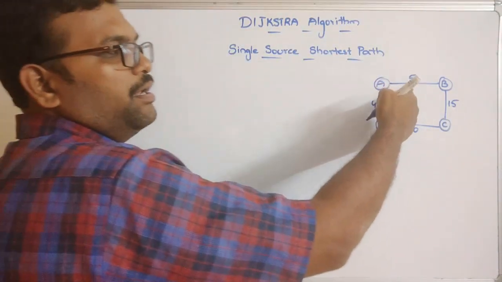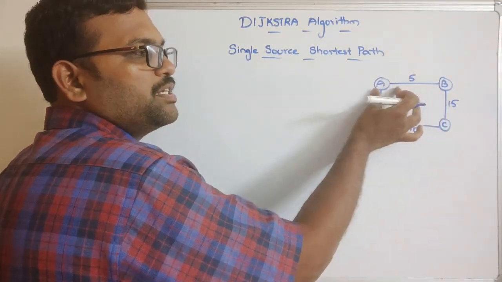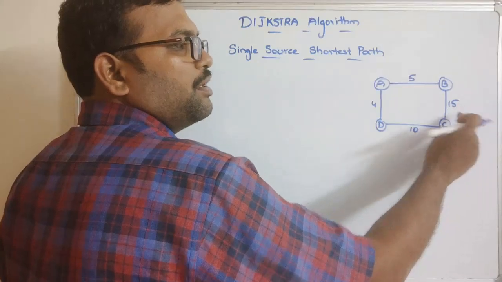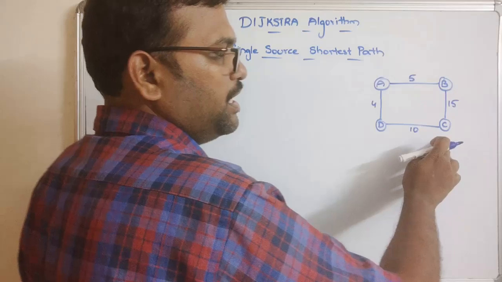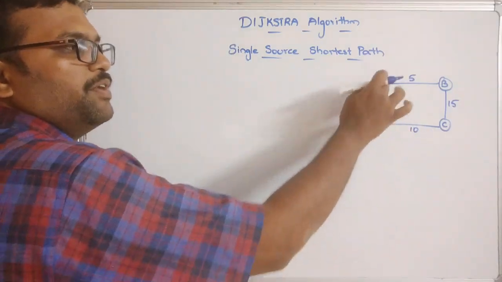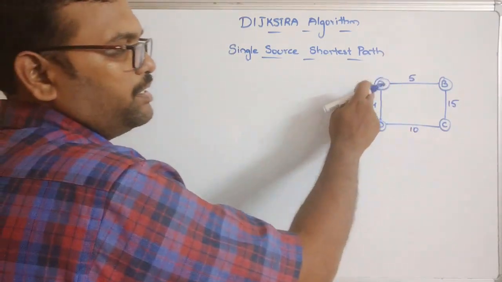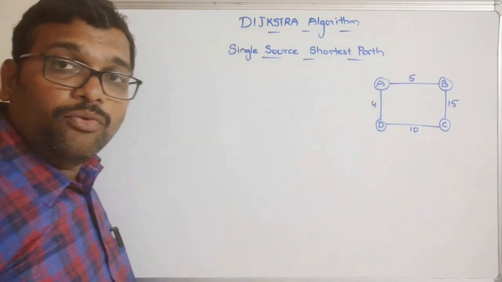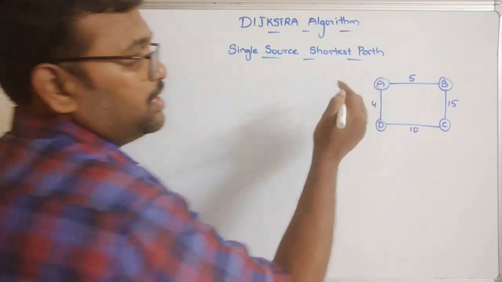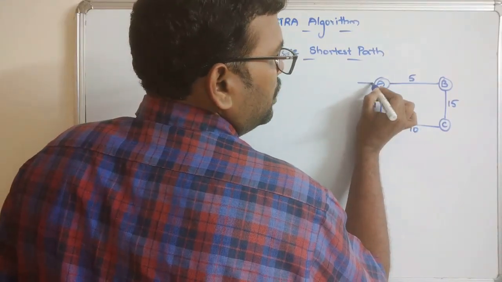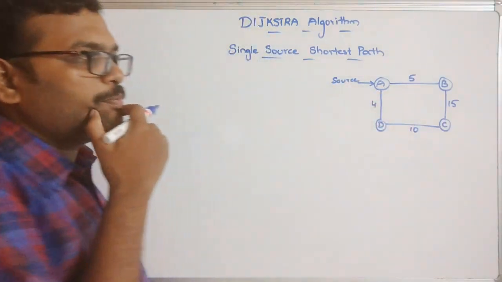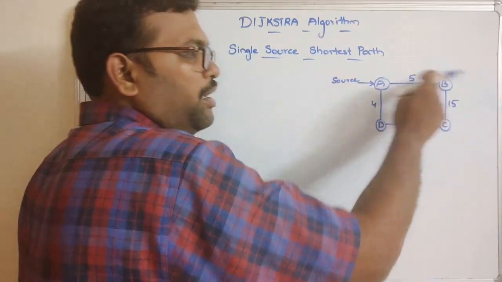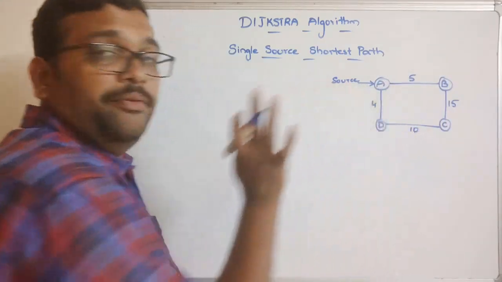So 5 is the weight given for this edge which connects vertex A and B. 15 weighted edge between B and C. 10 weighted edge between C and D. 4 weighted edge between A and D. So this is a vertex, this is an edge, this is a weight. Now we need to find, so this is a source. Let us assume this as a source. So we need to find the shortest path from A to B, A to C and A to D.